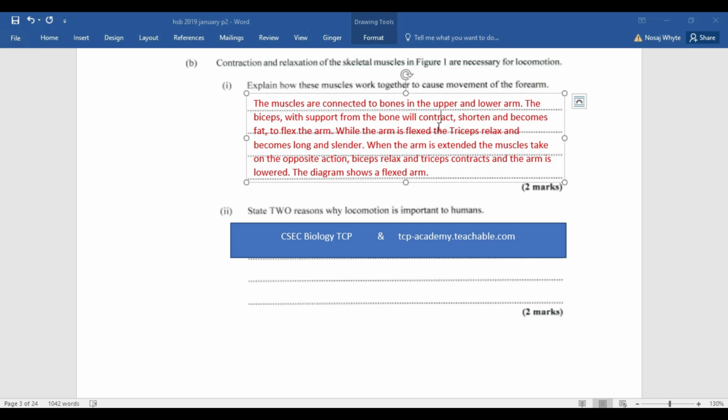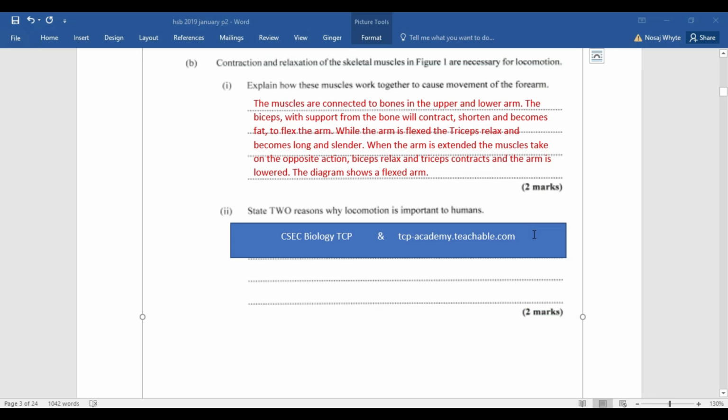When the arm is extended, that is when the fist is now closer to the knee, the muscle takes on the opposite action. Bicep relaxes, tricep contracts, and the arm is lowered. Now the diagram that we have there above, it shows a flexed arm. So I am sure that you would have an answer similar to this. Let's look at the other.